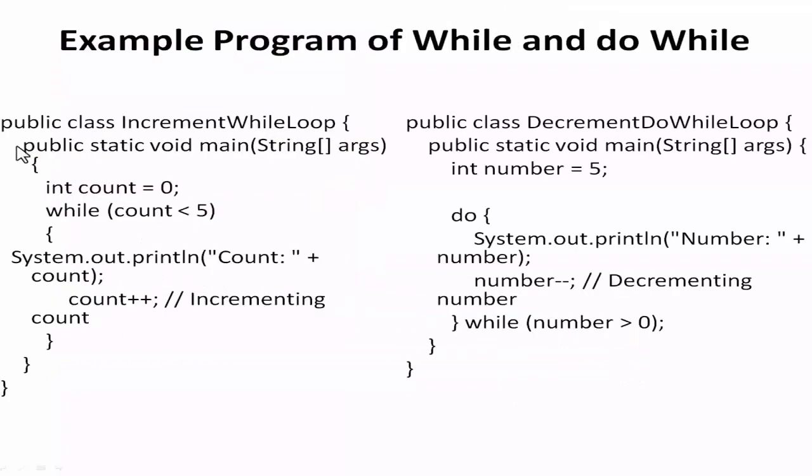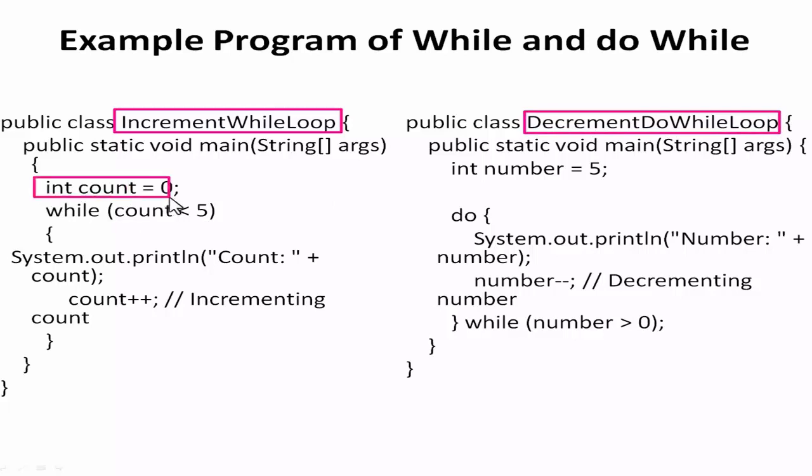You have an example of an increment while loop, whereas here you are going to use a decrement while loop. Here we have assigned a in increment. So from 0 to 5 we are going to increment.